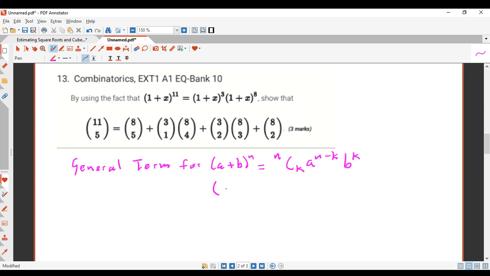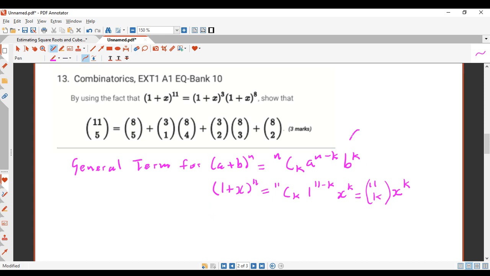And that means the general term for (1 plus x) to the 11 is equal to 11Ck, 1 to the 11 minus k, and then x to the k, okay? Now you could also write the combination notation in this form, 11Ck like this, and 1 to the 11 minus k is just 1, so it's just 11Ck x to the k. Okay, now that's a general term for (1 plus x) to the n.